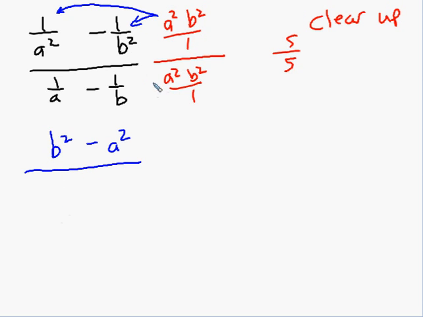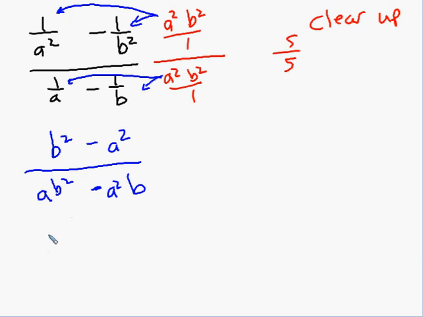All over, and then this distributes to both of these. So one of the a's will cancel, so I get a b squared, and then one of the b's will cancel on the other side, so minus a squared b. And now I'm going to factor.